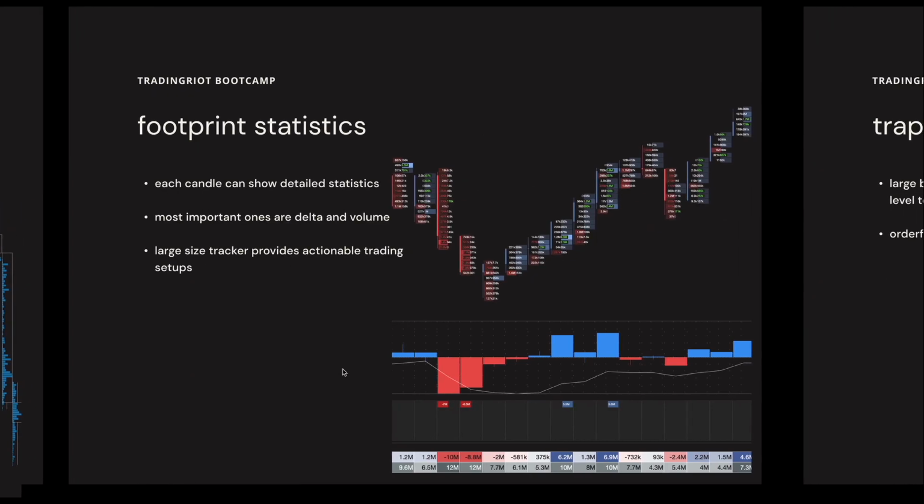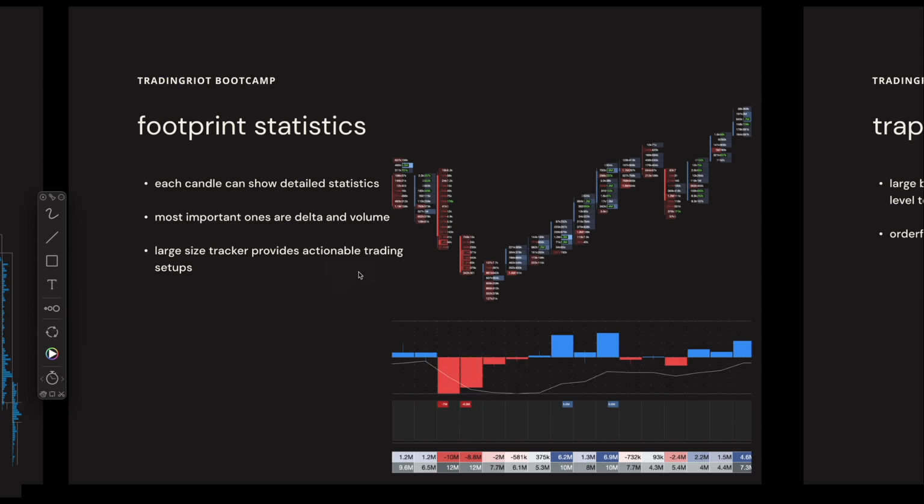Each candle can show detailed statistics of what happened during that price rotation. The most important ones are the volume and delta, which are the ones in here. The red and blue ones are the deltas. The gray ones are the overall volume. Also, there is this kind of a bar representation for each delta, for each candle. This is a good one for spotting divergences. You can see there is an up candle with negative delta, but also there is the bar with a negative delta. And the line is then cumulative volume delta.